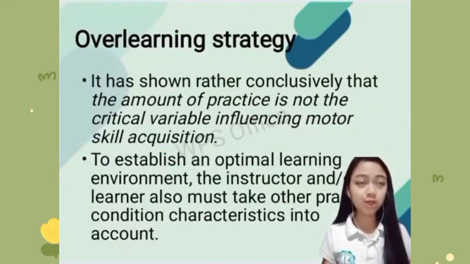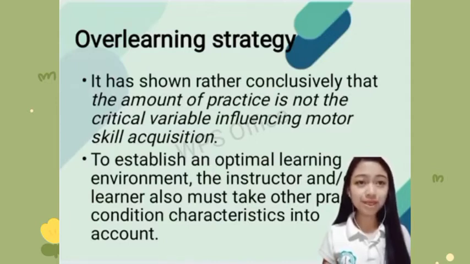However, the research investigating the learning strategy has shown rather conclusively that the amount of practice is not the critical variable influencing motor skill acquisition. Why? Because it has shown that practice does not make perfect, but rather perfect practice can make perfect. So, the amount of practice interacts with some other practice-related variable to yield optimal skill, or a self-directed learning, where a person develops the skills to set things up for himself or herself.